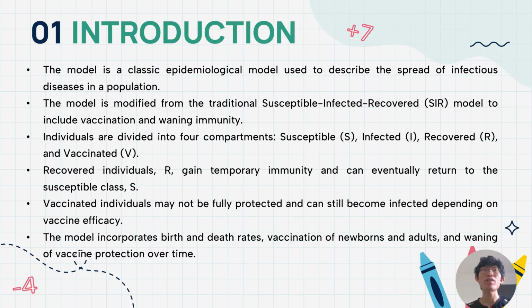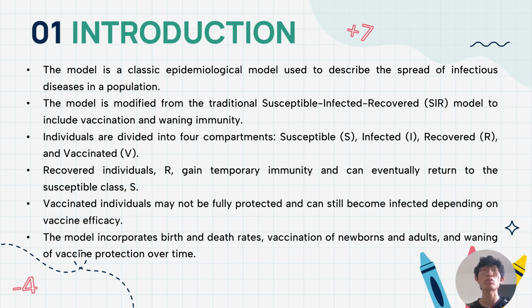Our model is a modified epidemiological SIRV model, which is used to study how disease spreads in a population, which includes 4 compartments: susceptible S, infected I, recovered R, and vaccinated V. The model is epidemiological because it tracks disease dynamics over time using biologically meaningful parameters, which are infection rate, recovery rate, vaccination rate, and immunity loss.